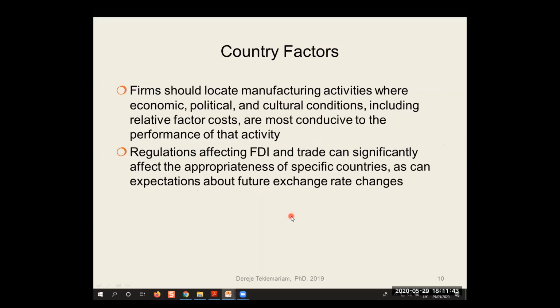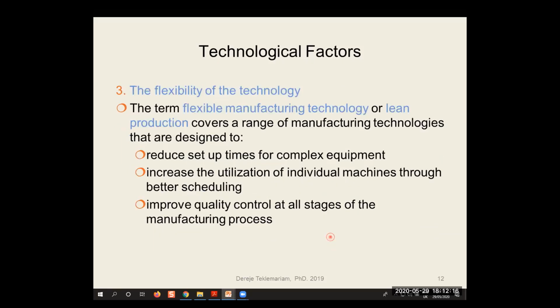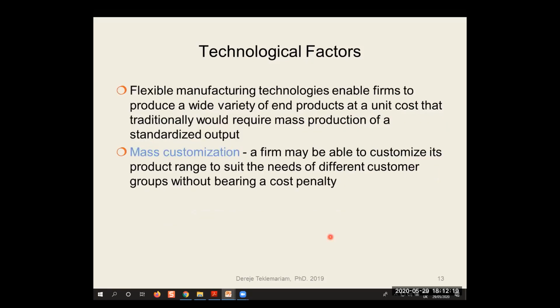Country-related factors, what are they? For instance, the political, the cultural, and even some relative cost factors, some important regulations related to trade and foreign direct investment, and the issue of exchange rates, and then even technological factors like the level of fixed costs involved in that technology, and the minimum expected level of efficiency in that location. So the flexibility of the technology especially is very, very important, how flexible the technology is.